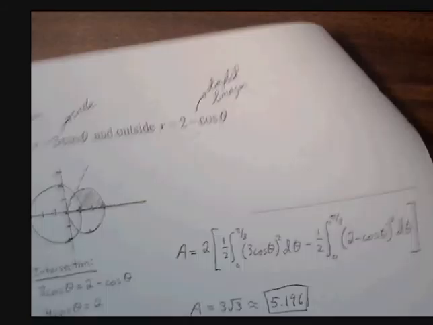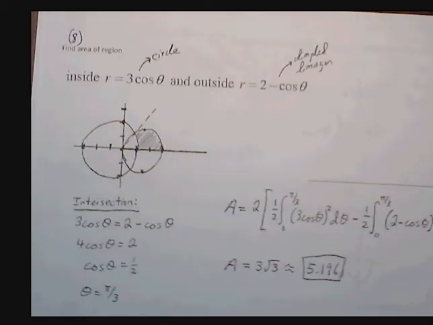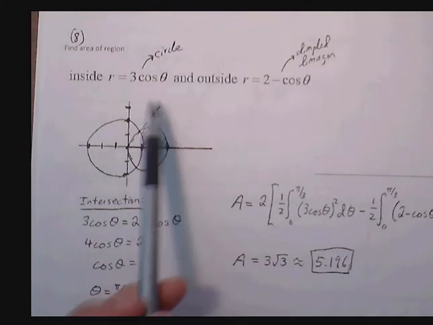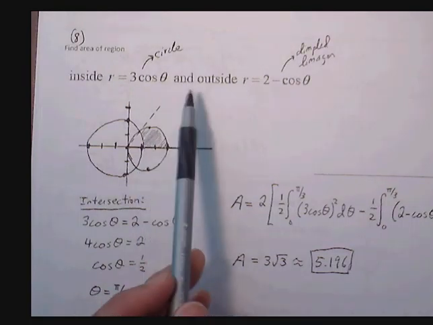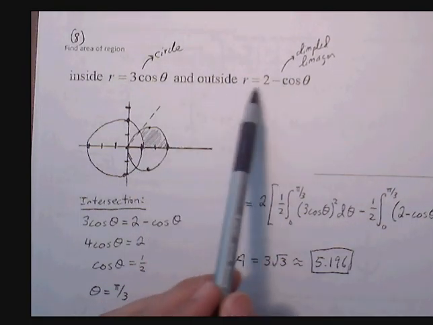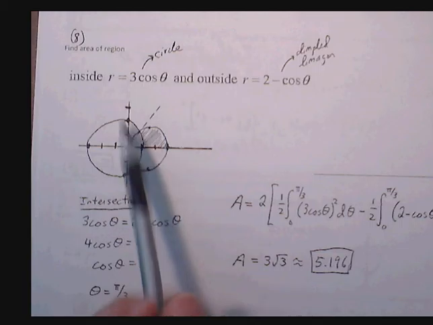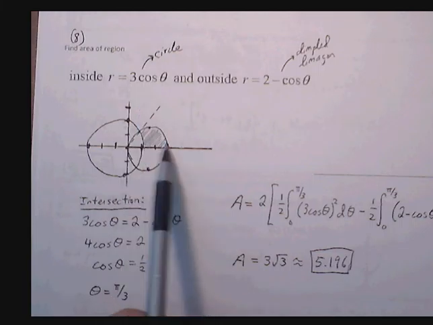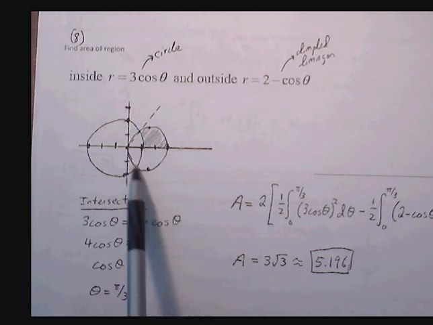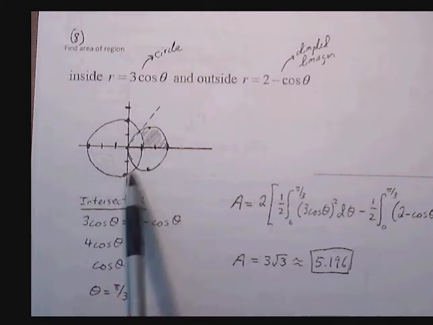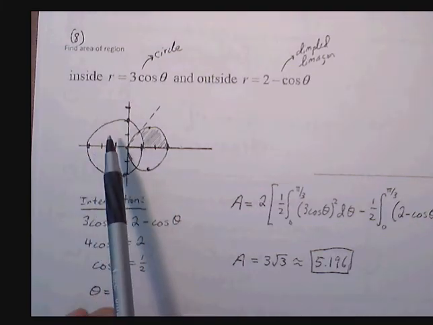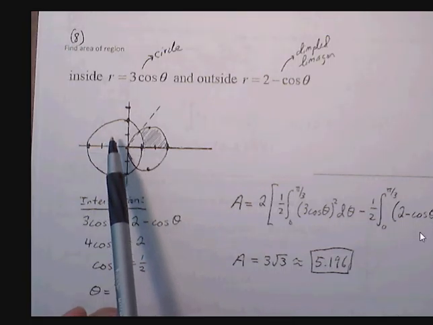Okay, back page. Number 8, find the area of the region inside the circle r is equal to 3 cosine theta, and outside this dimpled limaçon r equals 2 minus cosine theta. So 3 cosine theta, we have a graph that looks like this here, and then r is equal to 2 minus cosine theta, dimpled limaçon here. You can use your calculator as well to sketch the graph.